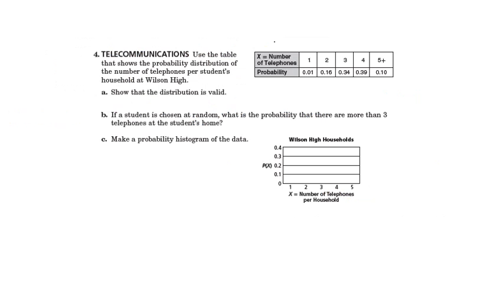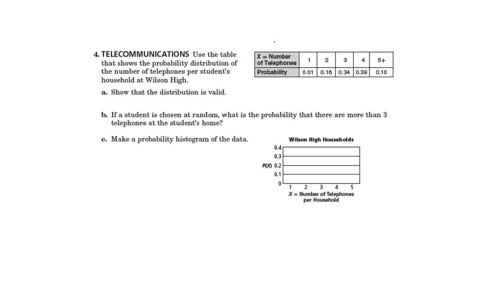All right, let's do another one. So this is another probability distribution. Use the table that shows the probability distribution of the number of telephones per student's household at Wilson High. So this is the number of telephones in each home. So 1 would be just 0.01, so it's a low percent, 1%. Probability of 2 is 16%. Probability of 3 is 0.34, or 34%. Probability of having 4 phones in the home is 0.39, and then 5 or more is 0.10.